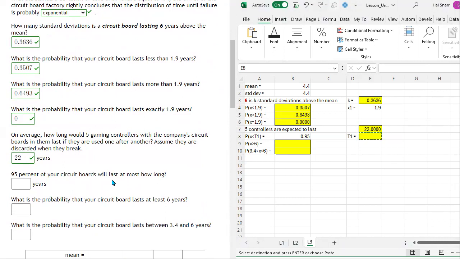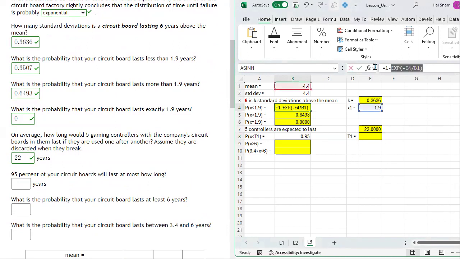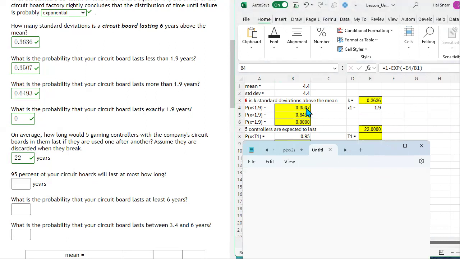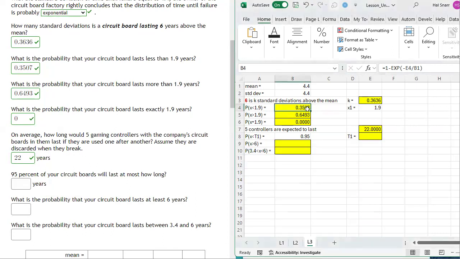95% of your circuit boards will last at most how long? So what are we asking for here? We're looking for the 95th percentile, right? How do we find the 95th percentile? Well, up here, we use what? We use this function here, right? We use this function to get that value. The 35.07 percentile is 1.9. Here, the box is 0.95, right? So the cell equals 0.95. What does that equal? It equals the stuff inside this box here, right? So that were 0.95, right? It would equal this, correct?